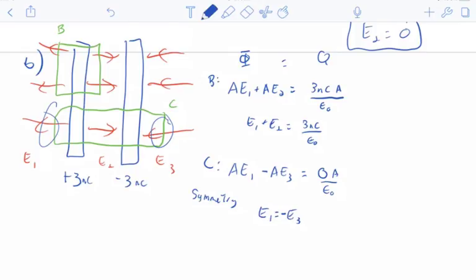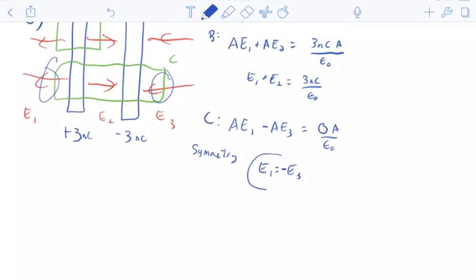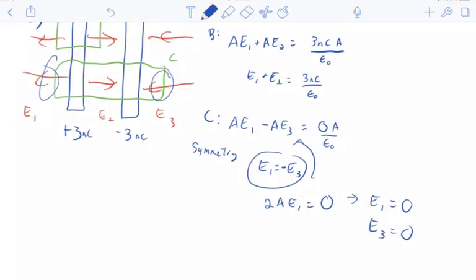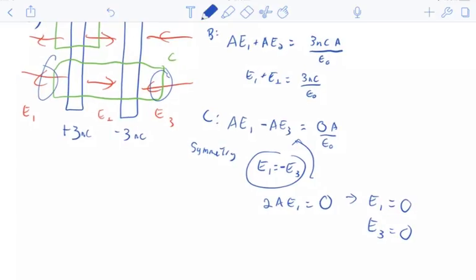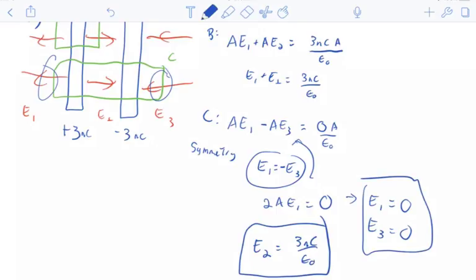And the result is that when you plug this into this equation, you get 2AE1 is equal to 0. And so electric field 1, 3 is 0. Okay, and then as a result, the electric field between them is equal to 3 nanocoulombs over epsilon naught. Hooray! That's kind of fun.